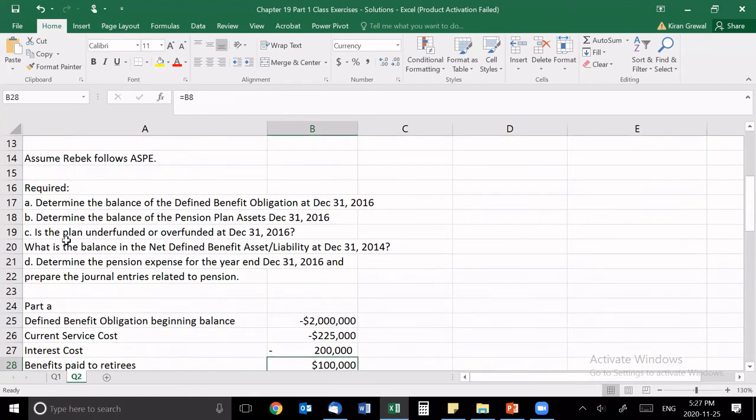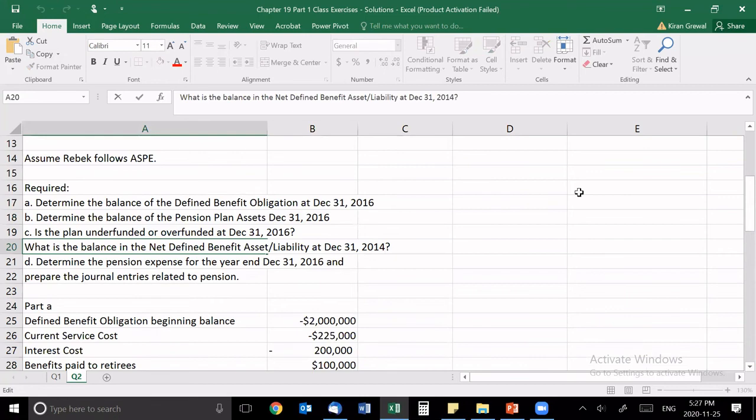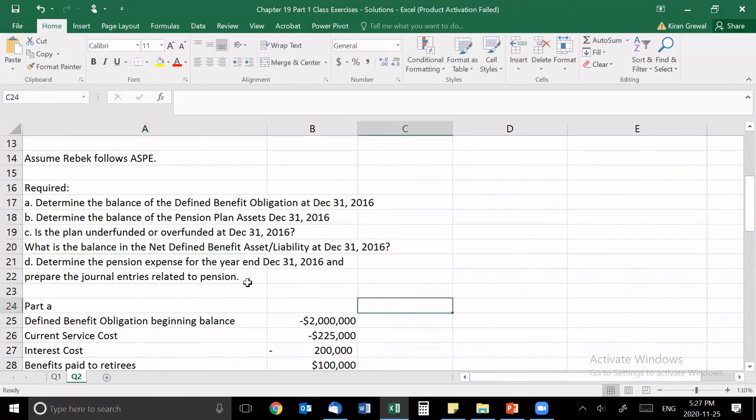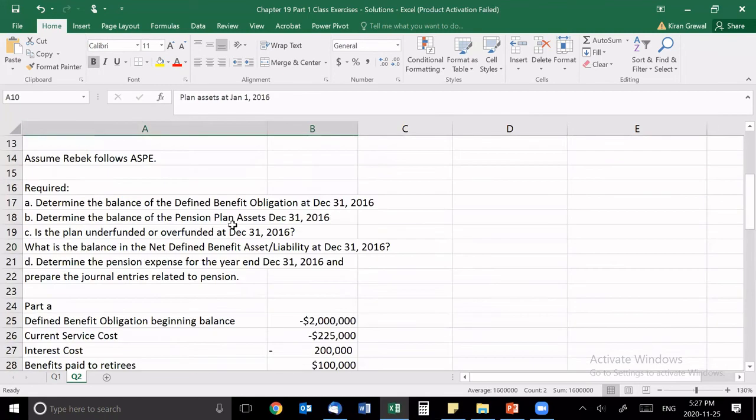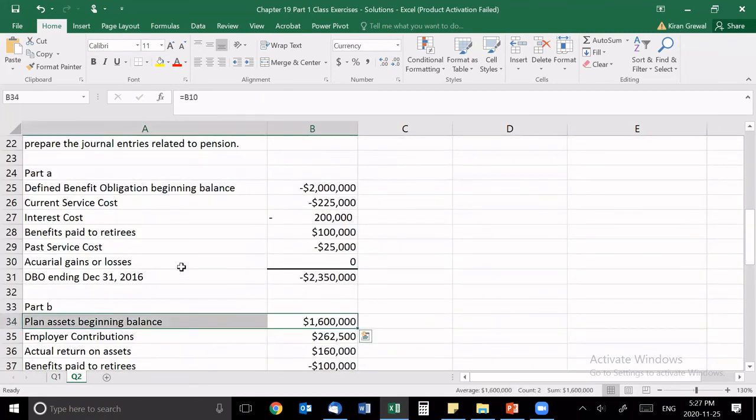Next question is determine the balance of the pension plan assets as of December 31st, 2016. Sorry, it's not a typo there. Okay, so for your assets, same thing, you're going to start with your opening balance of your asset account. Opening balance as of January 1st, 2016 was 1.6 million. So start with the 1.6 million.